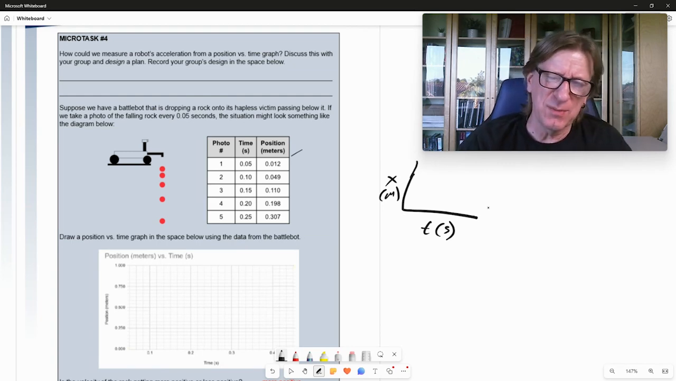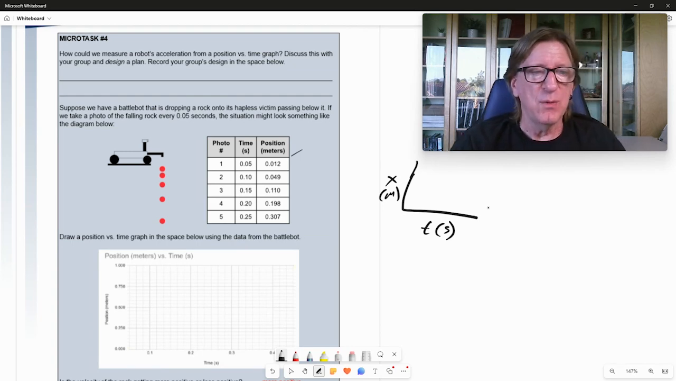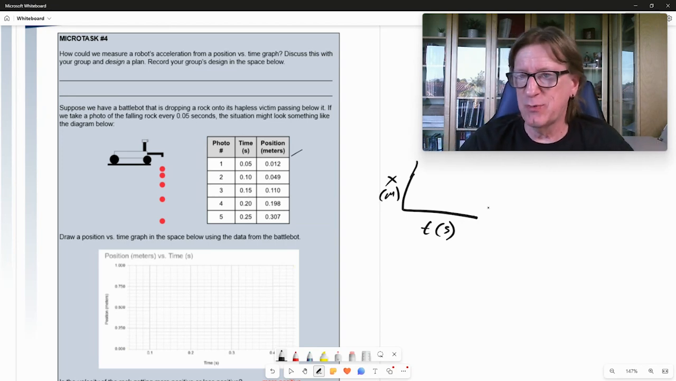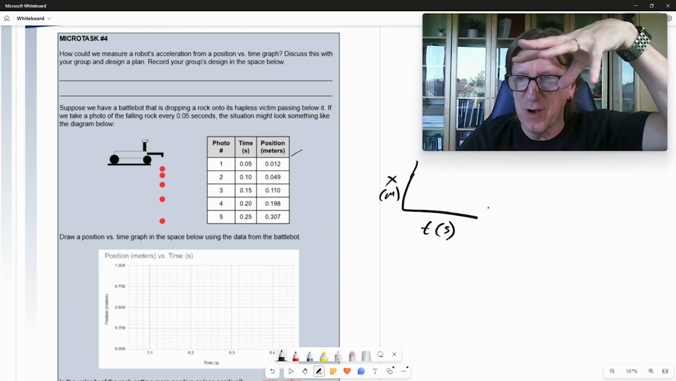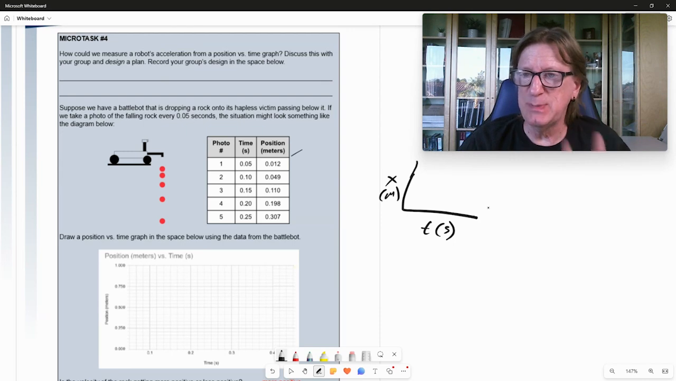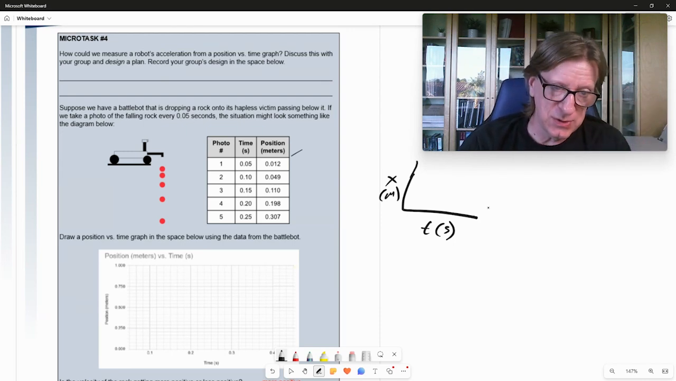Okay, so have you thought about it? All right, well, here we've got the same situation that we had before with a rocket robot. Here we're dropping that rock, and we're taking pictures with our high-speed camera, so every 500th of a second we're going to take a picture. And that's what you're seeing down there.